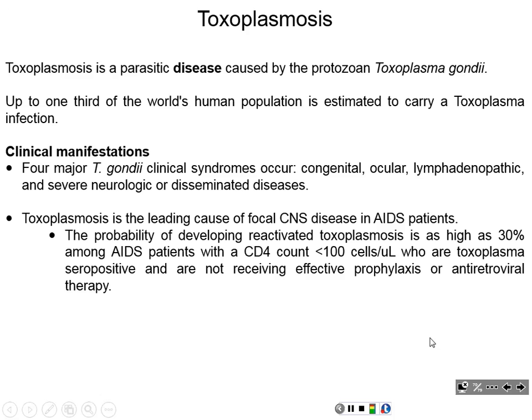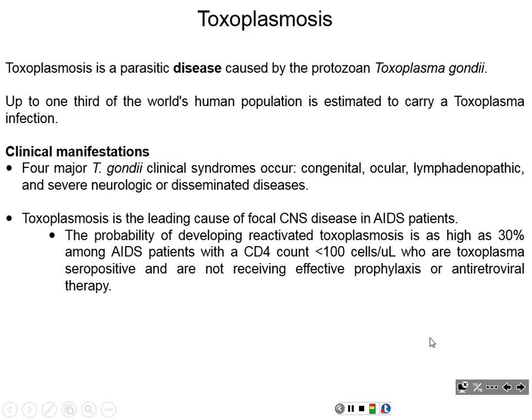Toxo is a parasitic disease caused by a protozoan called Toxoplasma gondii, and up to 1/3 of the world's population carries this. So again, serology might not be the best thing to use because there's a good chance your patient is going to have positive serology without actually having CNS infection that is linked to that etiology.